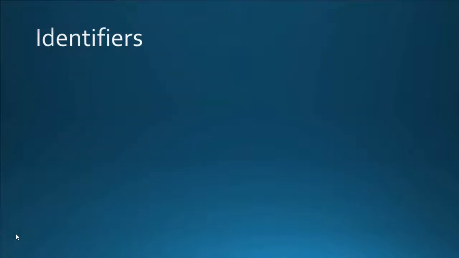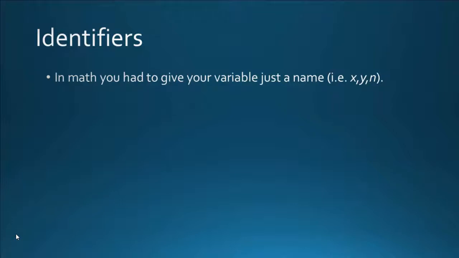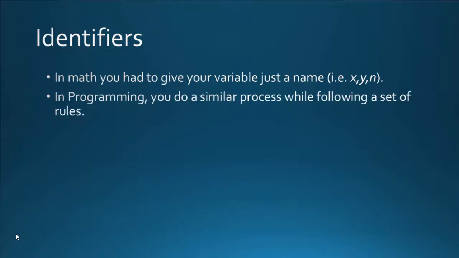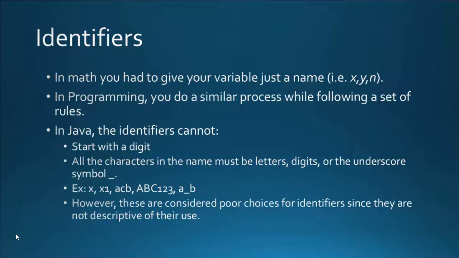Now, identifiers is another thing we're going to throw around here. In math, we just gave a variable a name, x, y, n, whatever letter of the alphabet, alpha, beta, it doesn't matter. Right? In programming, we do a similar process here, but we kind of follow a set of rules. So we can't just say x. What is x? Well, in Java, those rules are the following.